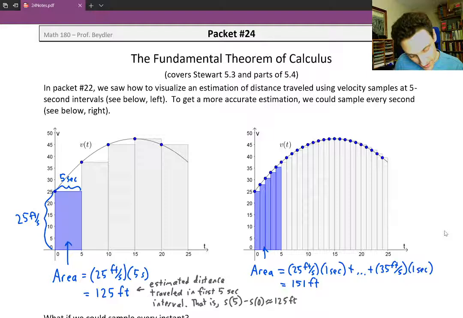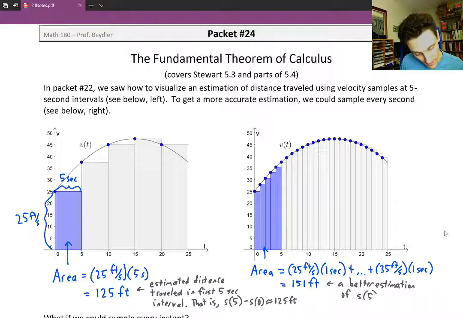This is a better estimation. We could even write it's a better estimation of the actual change in position. It's a better estimate of the distance traveled on that first 5-second interval, which we can represent as the ending position minus the starting position. Now, we can keep making this process even better.